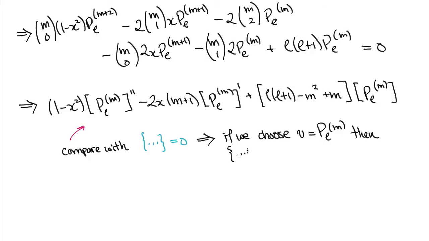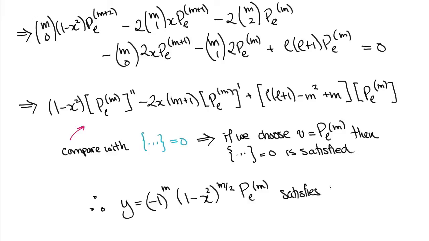Therefore, if we take v to be the mth derivative of P_l of x, then the associated Legendre equation is satisfied. Again, because the differential equation is homogeneous, we can multiply it by the constant factor (-1)^m, and we've derived the solution to the associated Legendre equation.